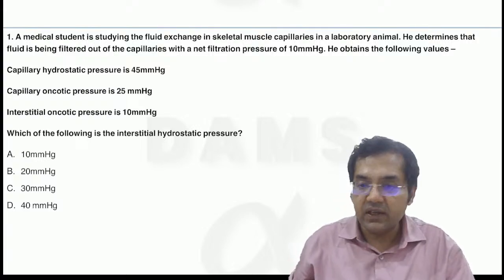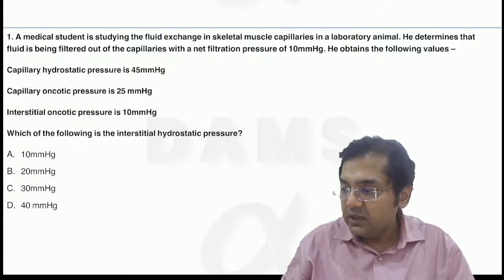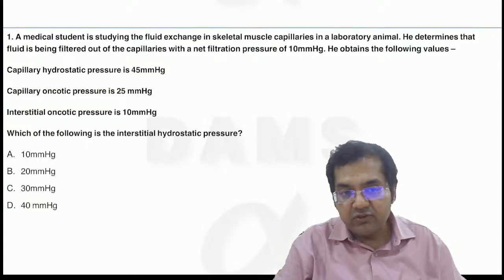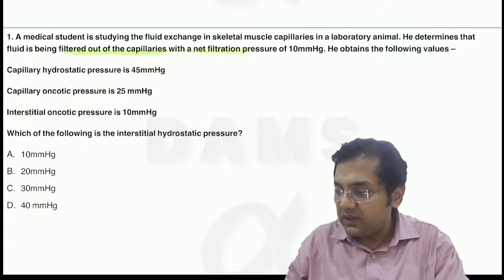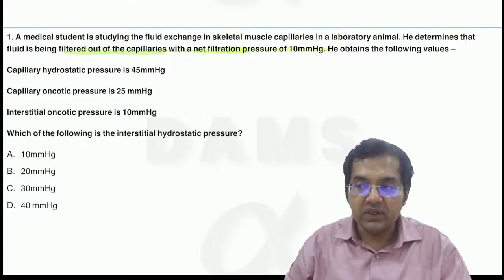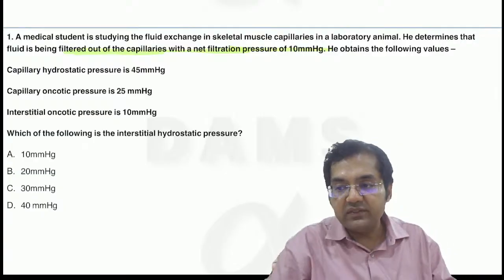Muscle capillaries in our laboratory, and he determines that the fluid is being filtered out of the capillaries with a net filtration pressure of around 10 millimeters of mercury. So net filtration pressure is given as 10, right?